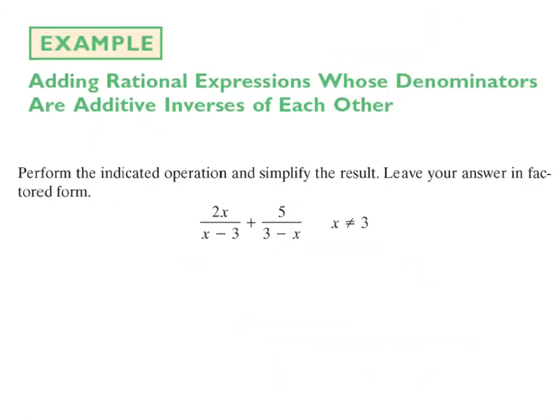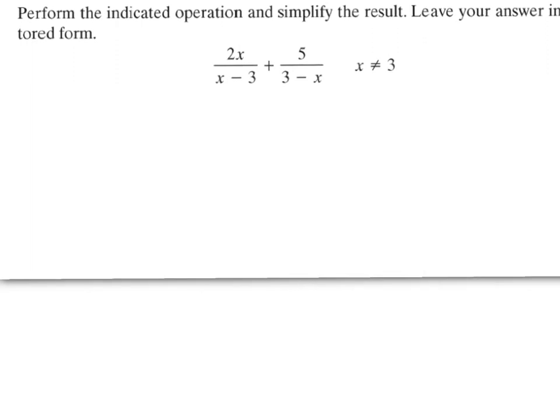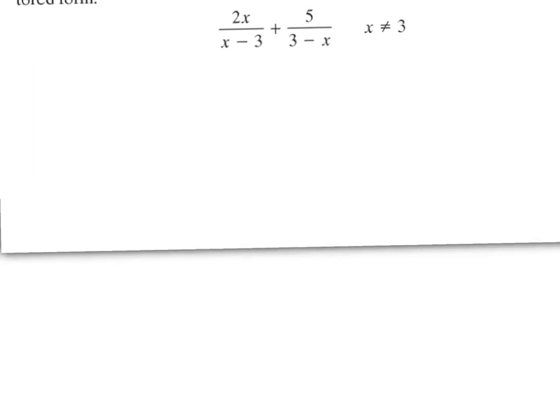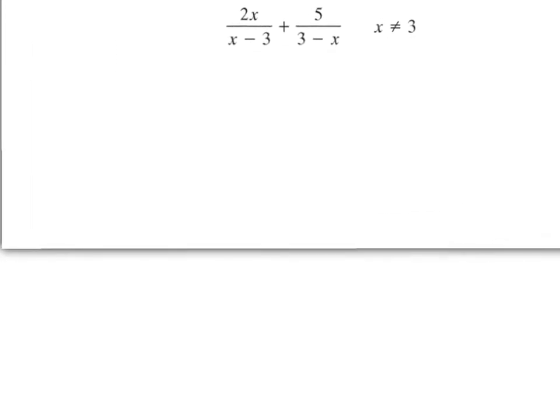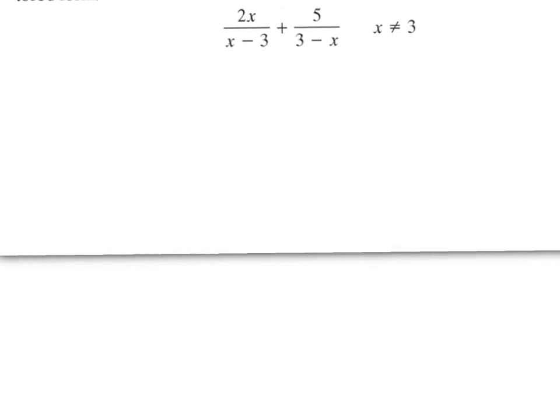All right, so here we have to add rational expressions whose denominators are additive inverses of each other. As we have in this example, we got 2x over x minus 3 plus 5 over 3 minus x. Well, we need to find the common denominator between x minus 3 and 3 minus x. Here we have the rule: a minus b equals minus the parentheses b minus a.